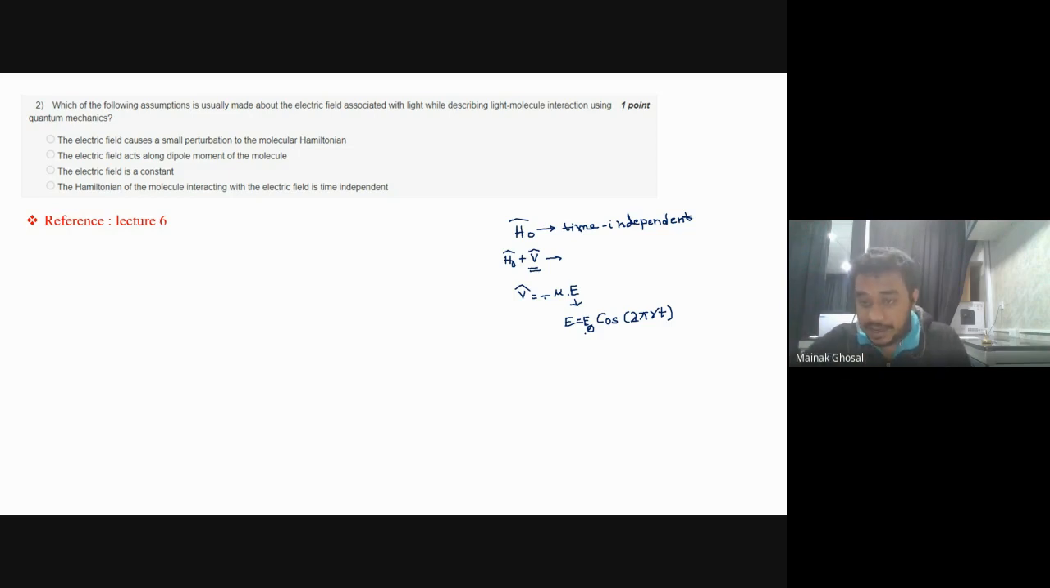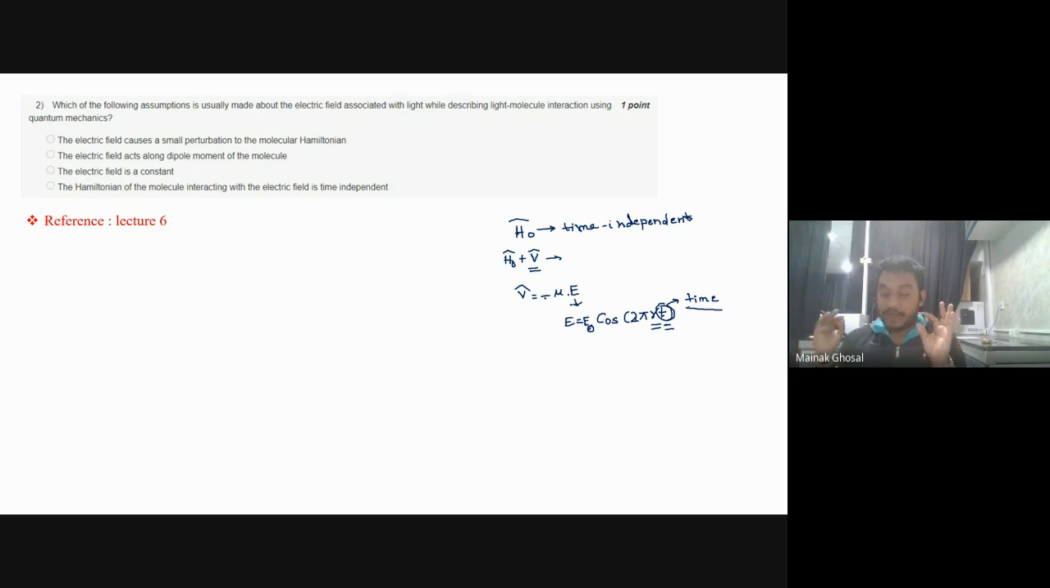So you can see here there are two parameters. One is nu, which is the frequency of light, and the other is time t. Whenever your Hamiltonian was H naught, which was time independent, as soon as you irradiate it with light, the electric field of the light will interact with it. The interaction term will be mu into E, where E is E0 cos 2 pi nu t, and t is time.